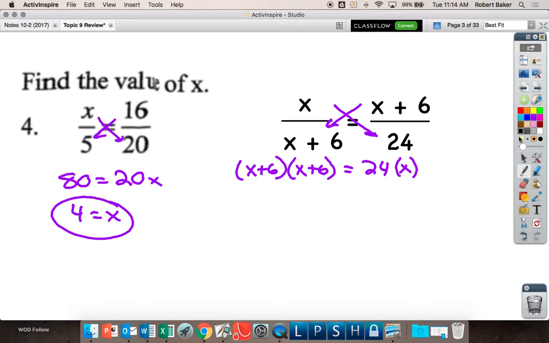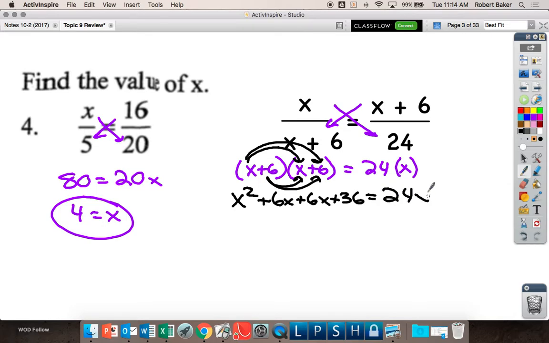x plus 6 times x plus 6, that's the FOIL method. x times x. x times 6, positive 6x. 6 times x, positive 6x. 6 times 6, positive 36. 24 times x, 24x. Now, I'm going to stop there. I know I went kind of rapidly, but do you see the answer and see where it came from?